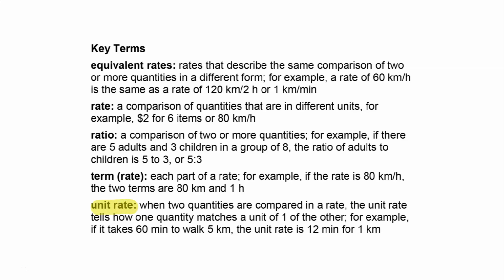Unit rate is when two quantities are compared in a rate. The unit rate tells how one quantity matches a unit of one of the other. For example, if it takes 60 minutes to walk 5 kilometers, the unit rate is 12 minutes for 1 kilometer. Your turn.